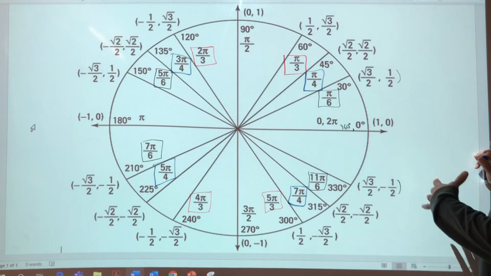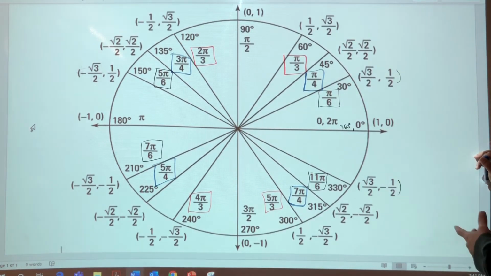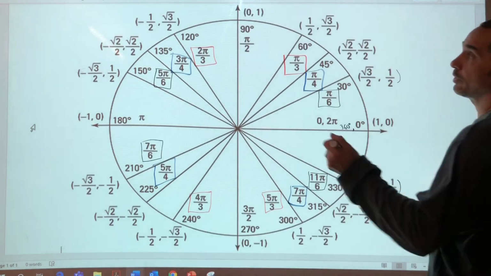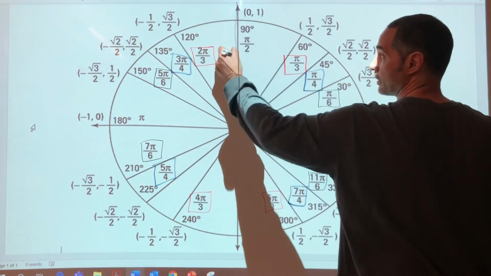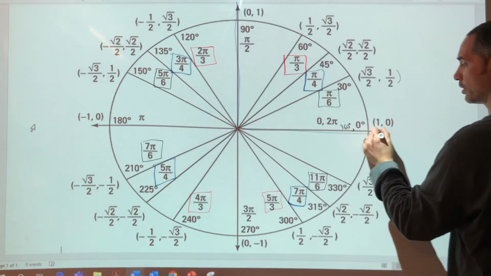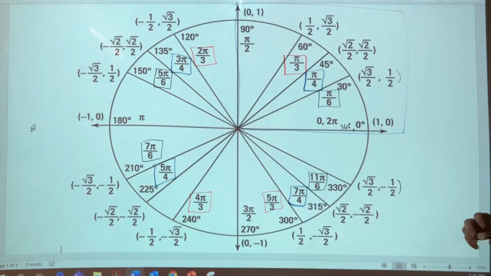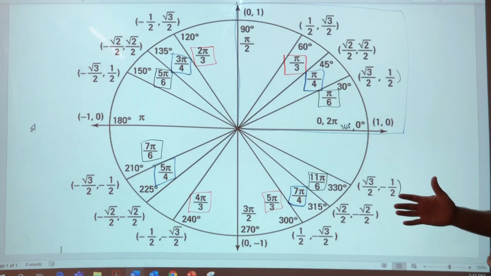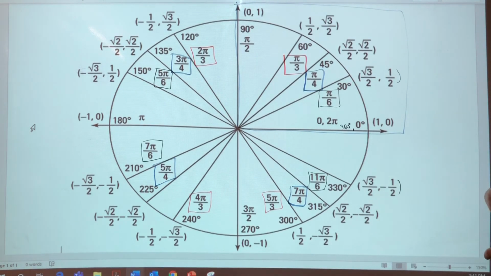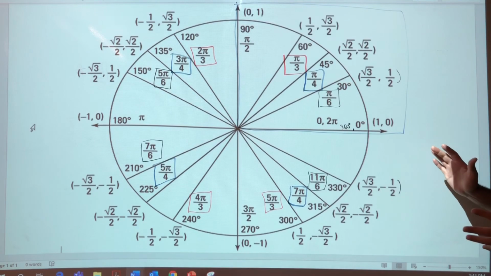And it is to your advantage to memorize the unit circle. It's not necessary. I would recommend memorizing the first quadrant. And if you memorize the first quadrant, you can use the idea of the families of pi over 6, pi over 4, and pi over 3 to fill out the rest of the unit circle. So we're going to use the unit circle in just a minute.